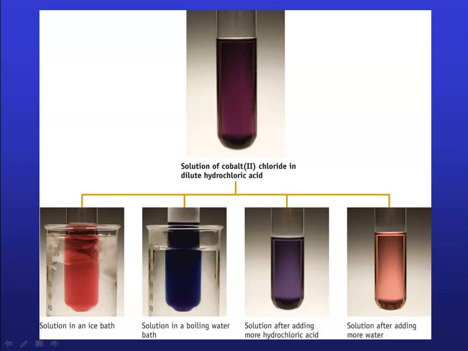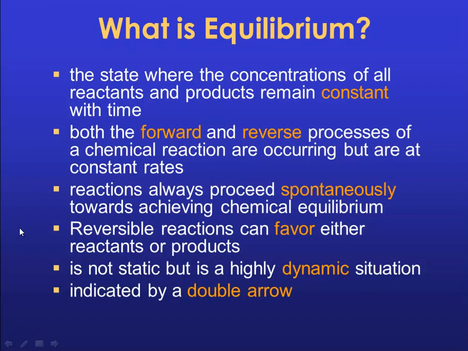We can also see a change when we add different components of the mixture, because the cobalt(II) chloride is found as a hydrate in its solid form. So when you add more hydrochloric acid to it, you see it go more toward the purplish-bluish side. And when you add more water to it, you see it go back towards more of the pinkish side. Equilibrium, all of these changes are due to equilibrium.